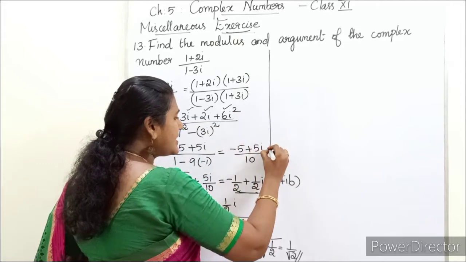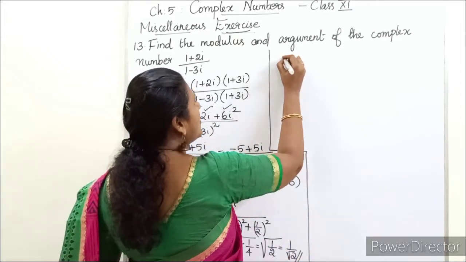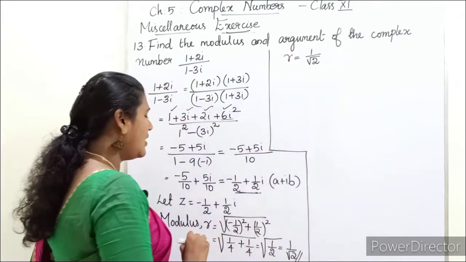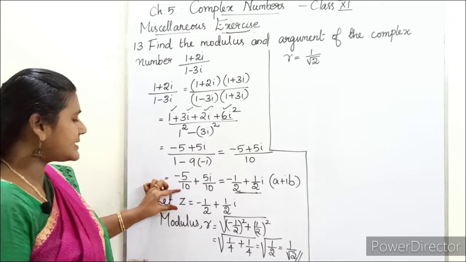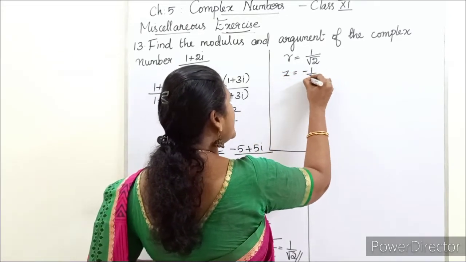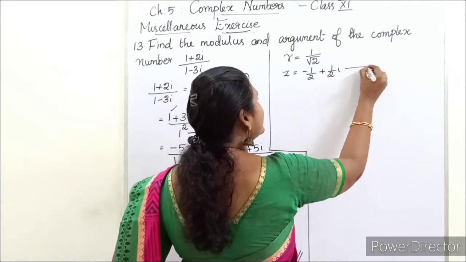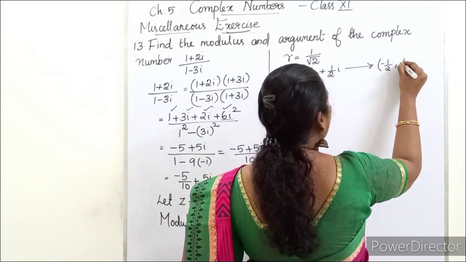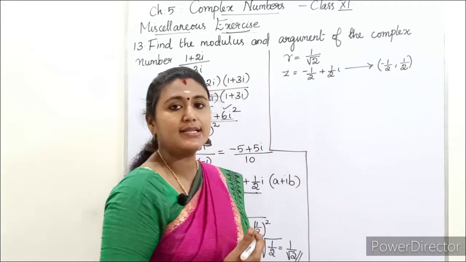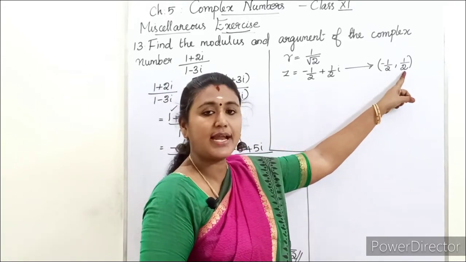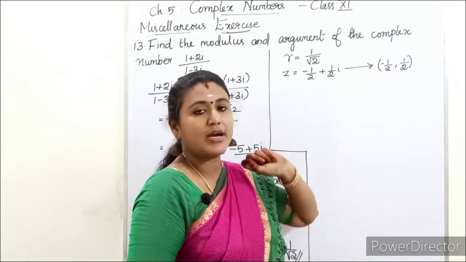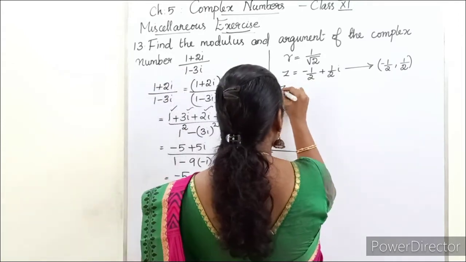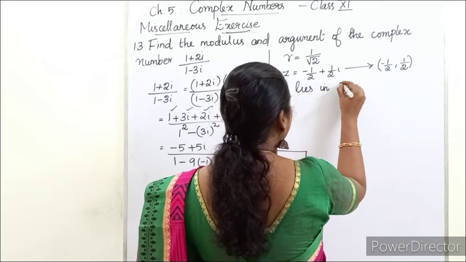So we got the modulus. Now we will find out the argument. The modulus value, that is the value of r, is equal to 1 by root 2. Now if you see this complex number z is equal to minus 1 by 2 plus 1 by 2i, what is the ordered pair corresponding to the given complex number? Minus 1 by 2 comma 1 by 2. Can you tell me in which quadrant this point lies? Minus 1 by 2 and 1 by 2. x is negative and y is positive, that is, the complex number z lies in the second quadrant. So we can write z lies in the second quadrant.